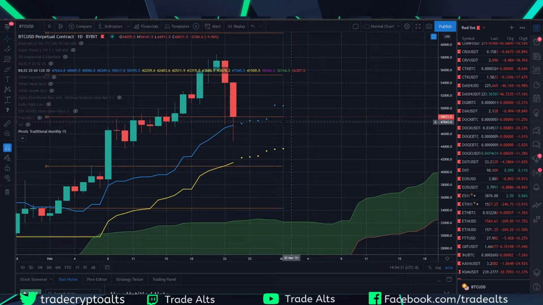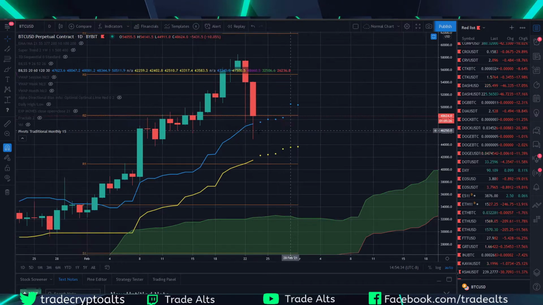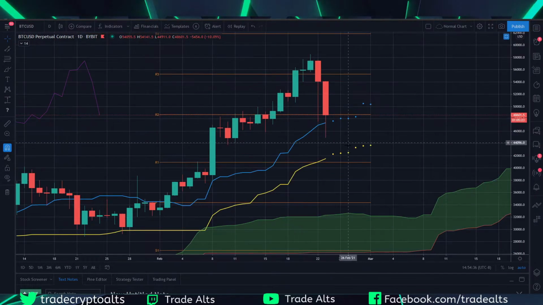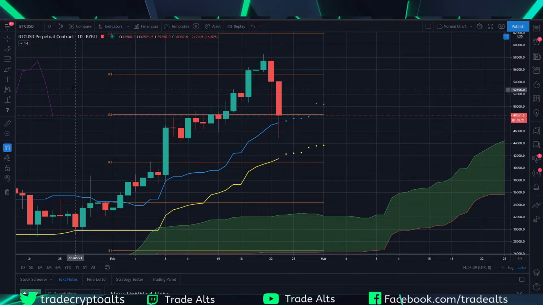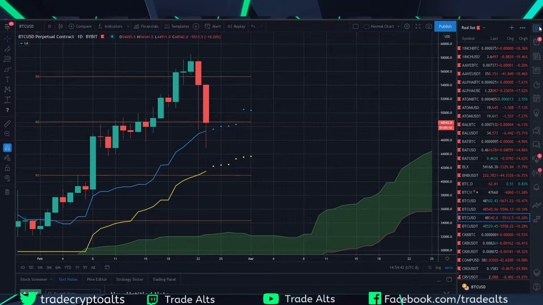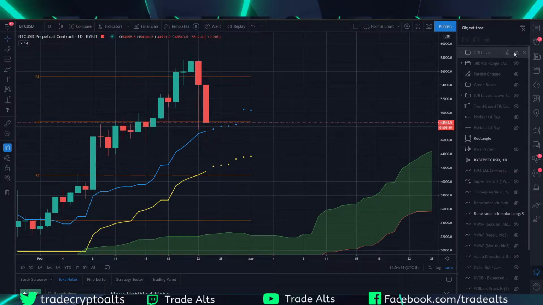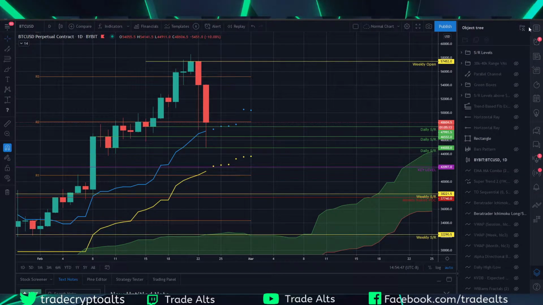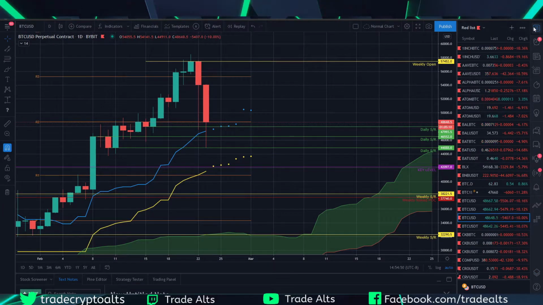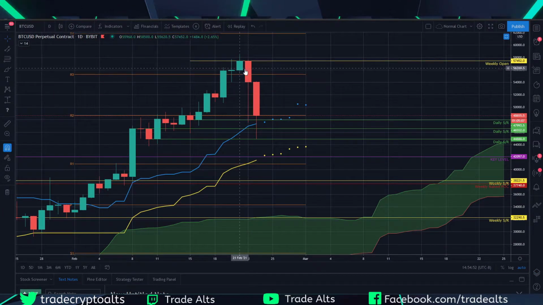So let's see here. If I look at the daily time frame, put this away. What I'm going to do is turn on my SR levels. These are my support resistance levels that I have. And right now, obviously, the major resistance is going to be your weekly open, which is all the way back up at 57,000, 57,500 area. We've got a long way to go before we even think about that. So I'm more interested in what has happened.